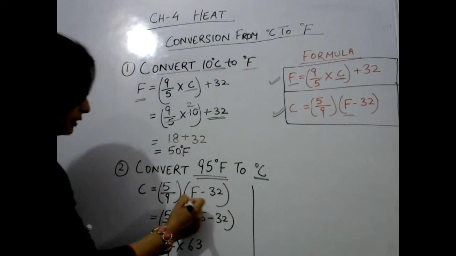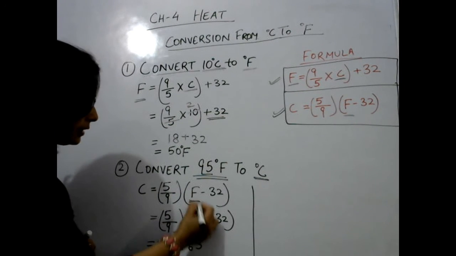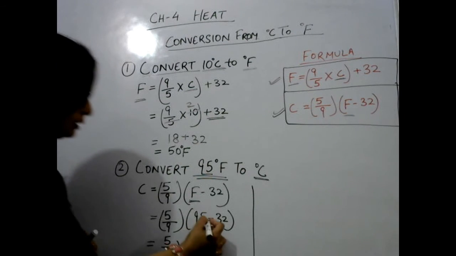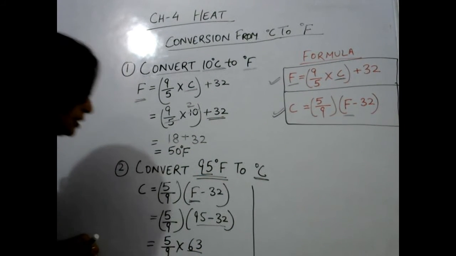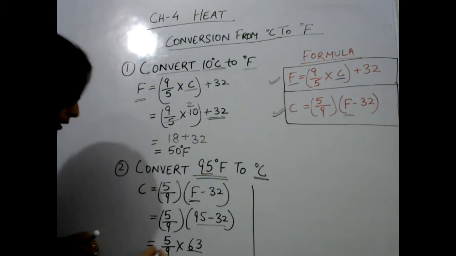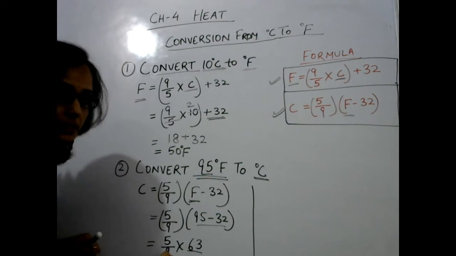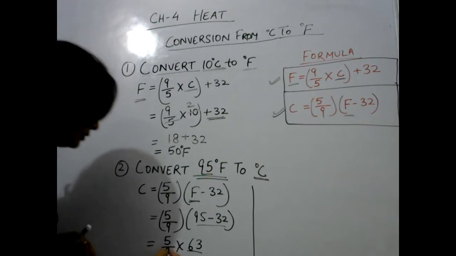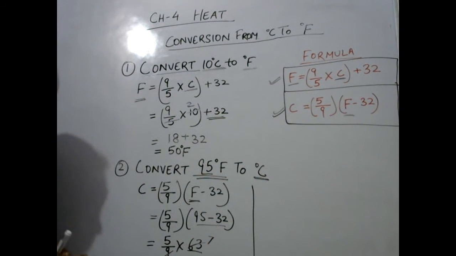What is the value of F here? It is 95. So 5 upon 9 multiplied by 95 minus 32. Now when we subtract 32 from 95, its value is 63. Now the next step: we have to divide 63 by 9, and it will divide how many times? 7 times. So 9 7s are 63.